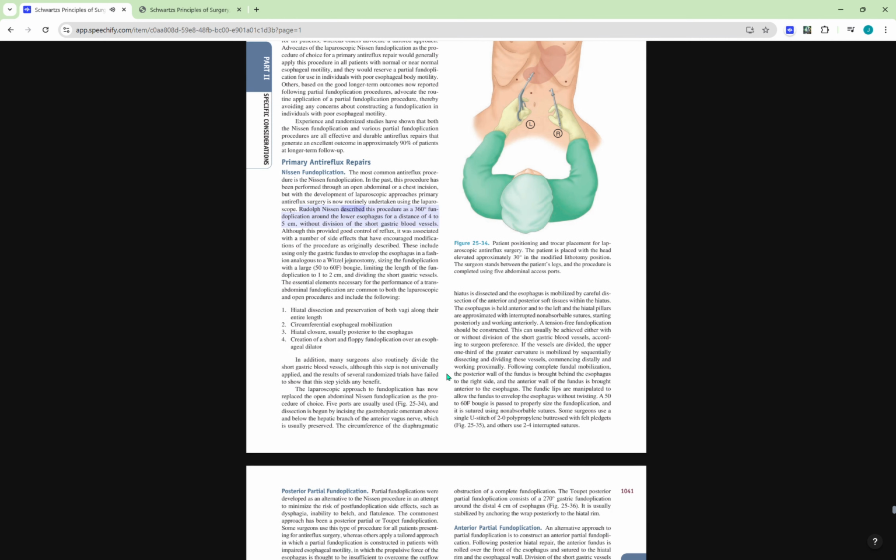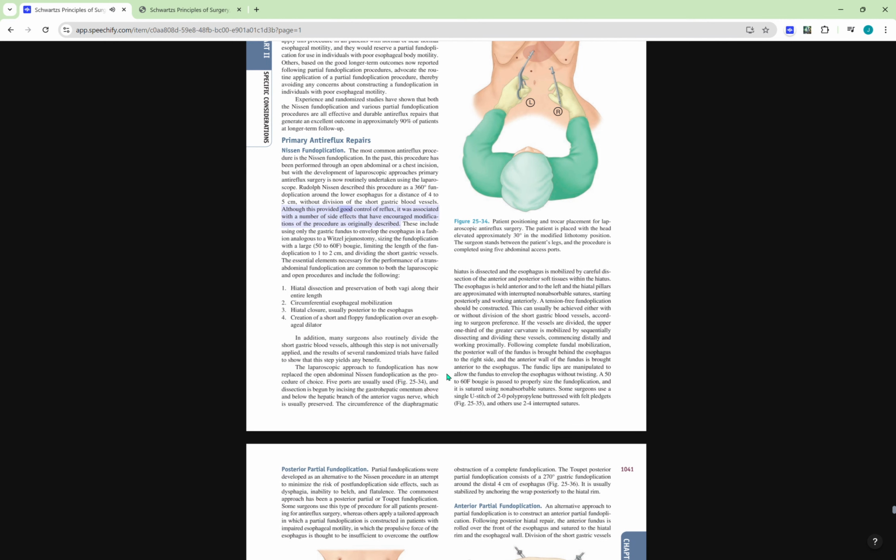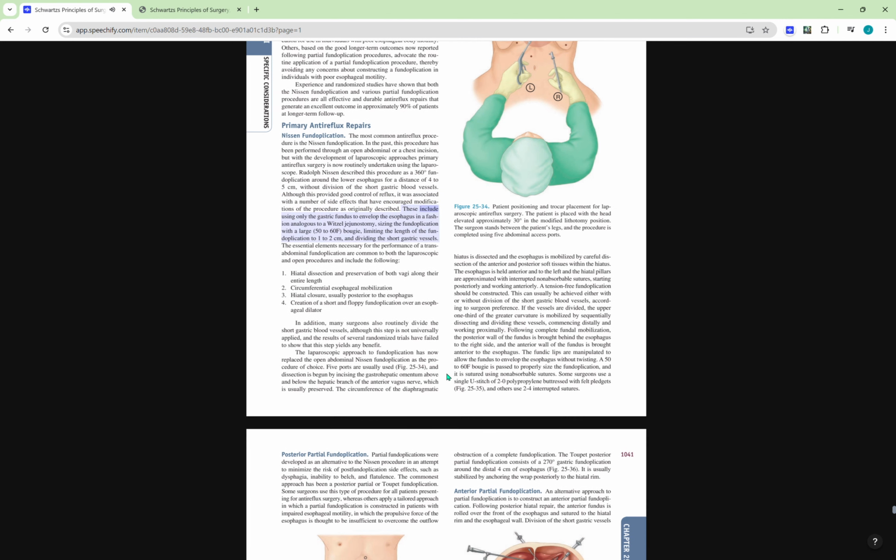Rudolf Nissen described this procedure as a 360-degree fundoplication around the lower esophagus for a distance of 4 to 5 centimeters, without division of the short gastric blood vessels. Although this provided good control of reflux, it was associated with a number of side effects that have encouraged modifications of the procedure as originally described. These include using only the gastric fundus to envelop the esophagus in a fashion analogous to a Witzel jejunostomy, sizing the fundoplication with a large bougie, limiting the length of the fundoplication to 1 to 2 centimeters, and dividing the short gastric vessels.